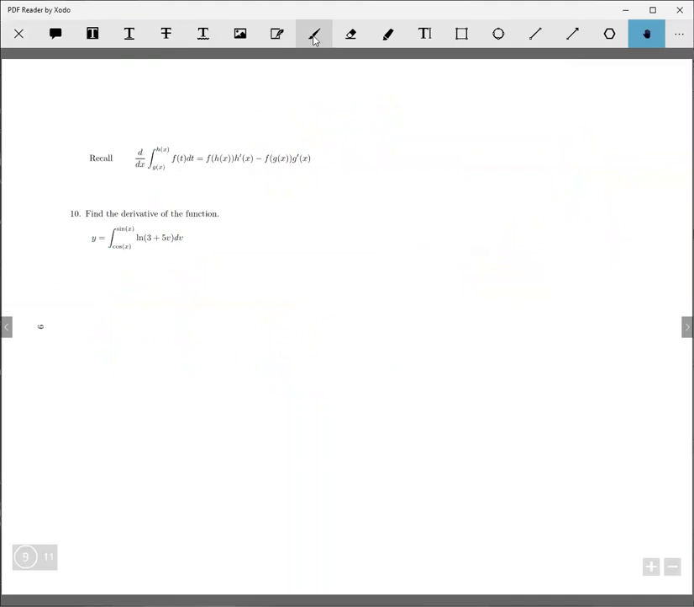Okay, let's look at number 10. Finally, number 10. So this right here was the general form of the first part of the fundamental theorem of calculus. It's applying the chain rule and also the other trick that I showed you. Here in number 10, we actually have the lower limit is a function and the upper limit is a function. We're supposed to find the derivative.